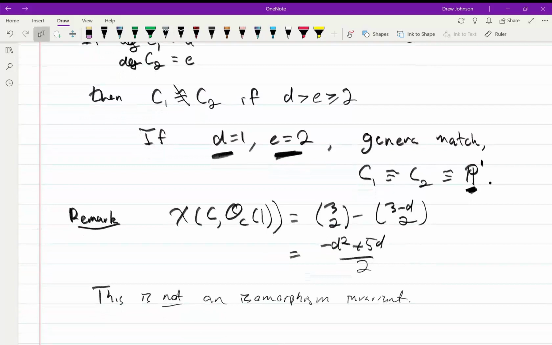So what's the problem here? The problem is that this number here depends on the embedding. So if you take the O(1) sheaf and then restrict it down to the curve, it depends on how the curve was embedded. So even though in this case the curves are isomorphic abstractly, they're embedded in different ways with different degrees. All right, so we have to be careful about that.